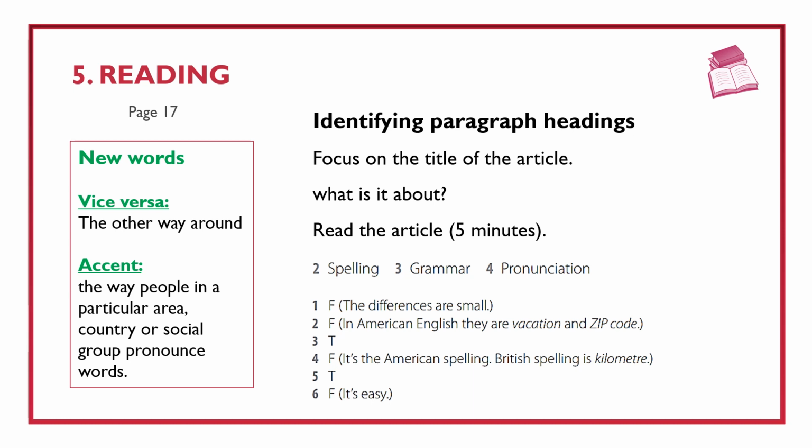Another word is accent. So it means the way people in a particular area, country, or social group pronounce words. So we have the British accent, we have the American accent, and we also have other accents in English, for example, Scottish accent, Irish accent, the Australian accent, etc.